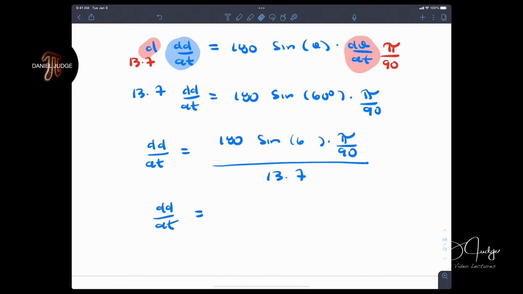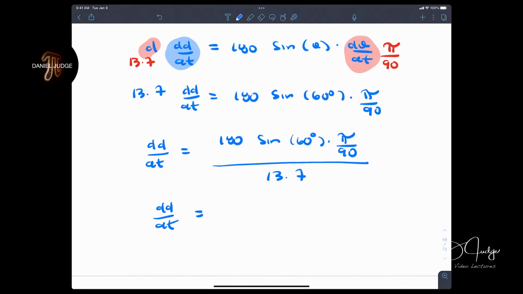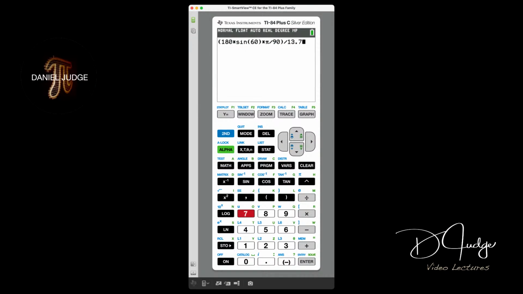And let me just be a little bit clearer here. So we're going to punch this all in the TI. I'm going to clear this out. Parentheses, 180 times sine 60. Close that. Times pi divided by 90, okay, divided by 13.7. So double check that that's exactly what you have written down, 180. And we could have simplified, but anyway, we'll leave it as is. See what we get.